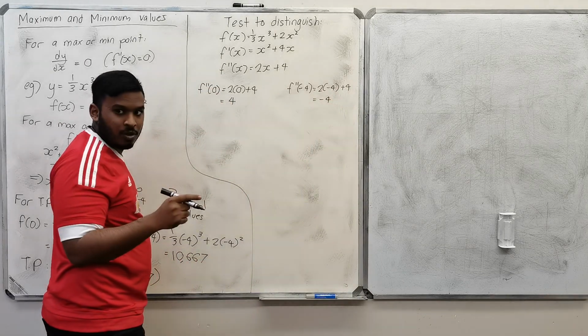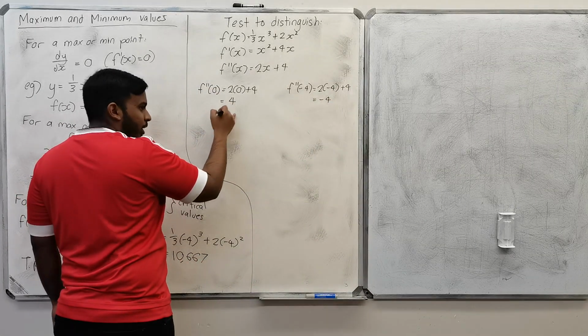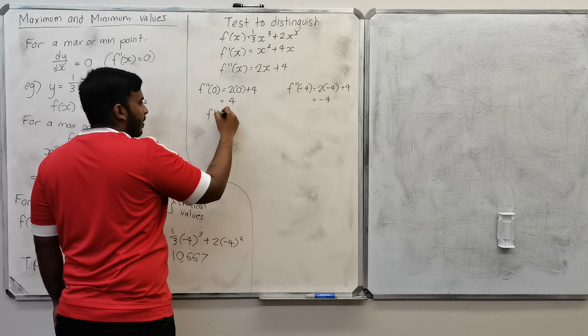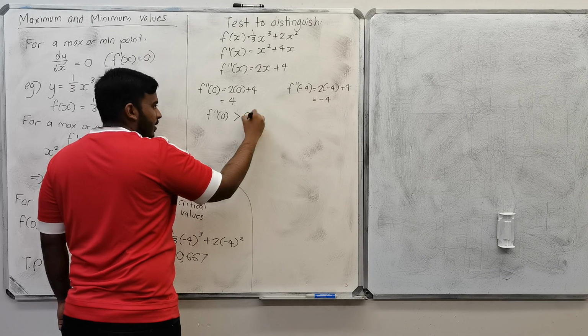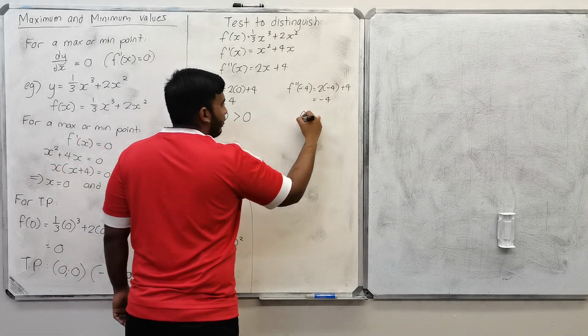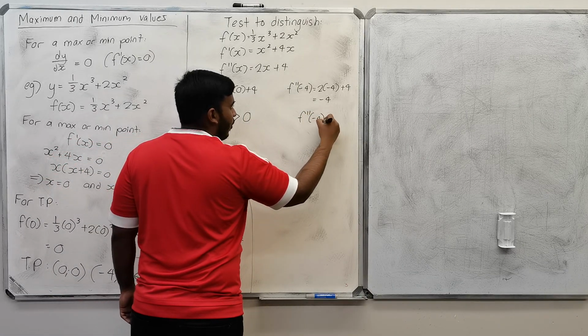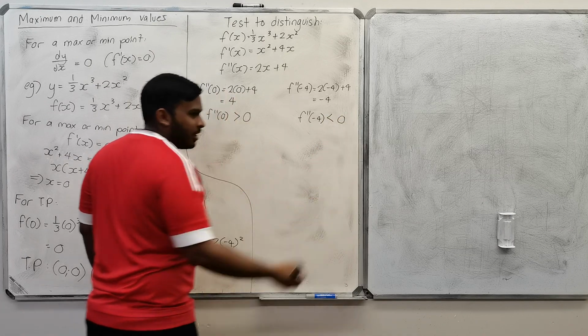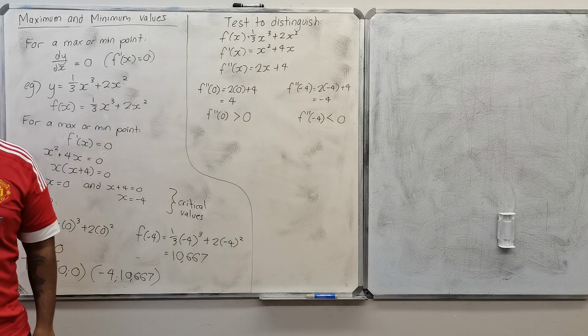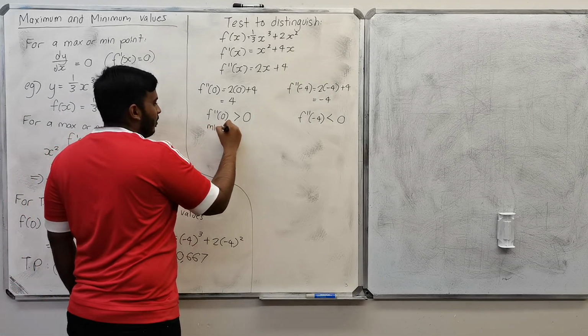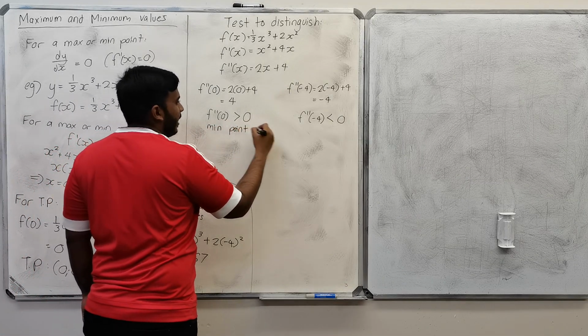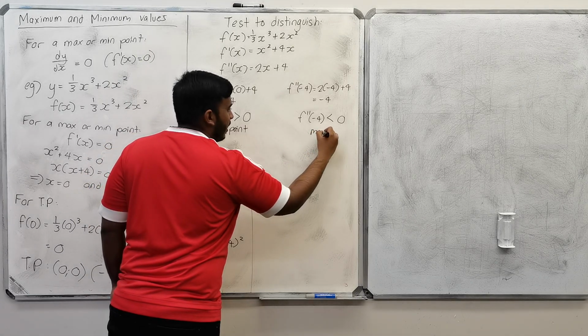Now, if you look at this, f''(0) is greater than 0. f''(-4) is less than 0. From the rules that I told you, if it's greater than 0, it's a minimum point. And if it's less than 0, it's a maximum.